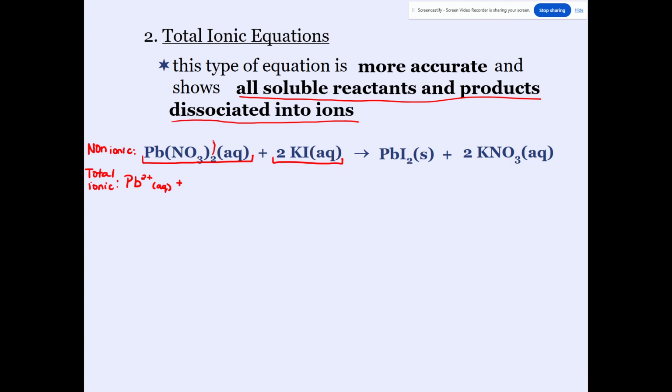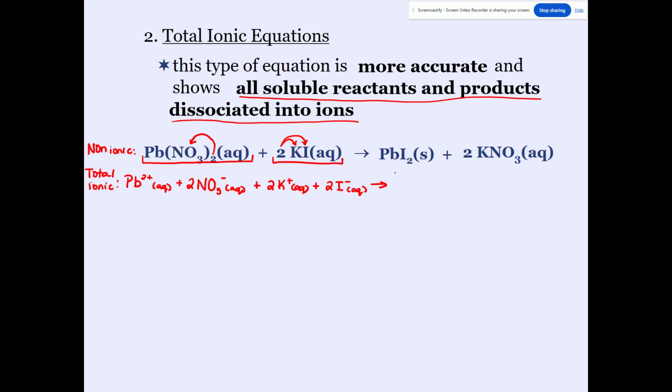I have 2 nitrate ions. That's what the subscript of 2 there meant. So that becomes a balancing 2 in front of my nitrate. I have a balancing 2 in front of my potassium iodide, so it goes with both of those ions. I have 2 free potassium ions because this compound again was aqueous. Aqueous compounds always dissociate into ions if they are ionic.